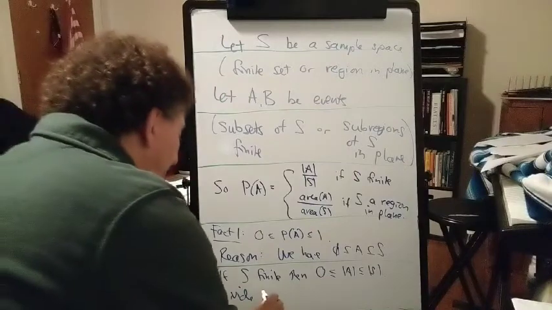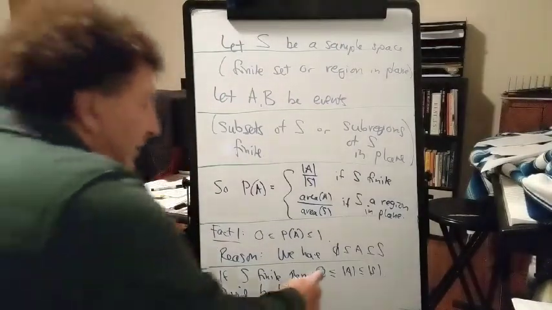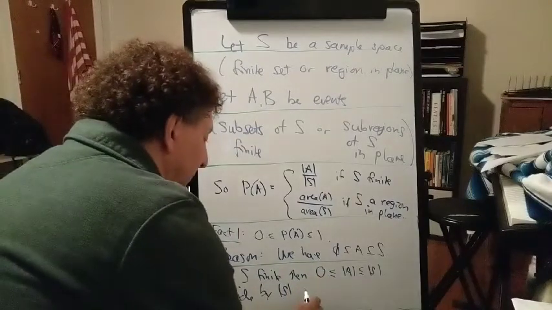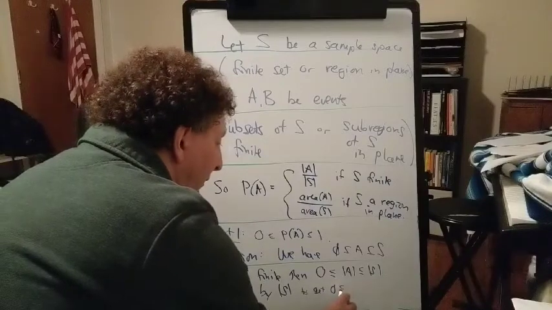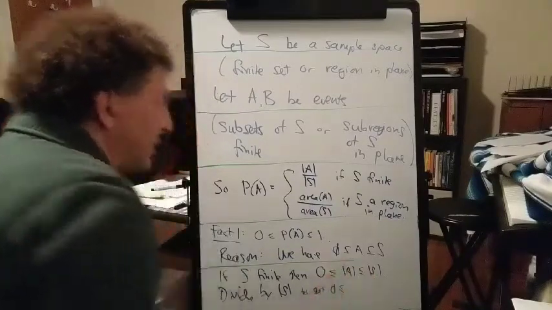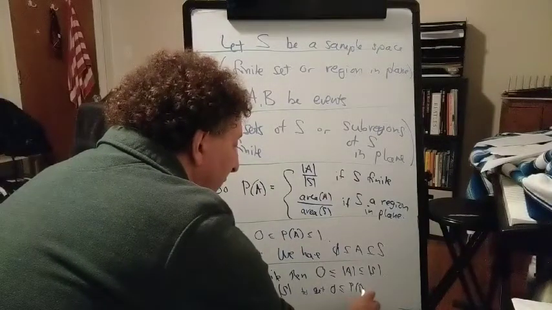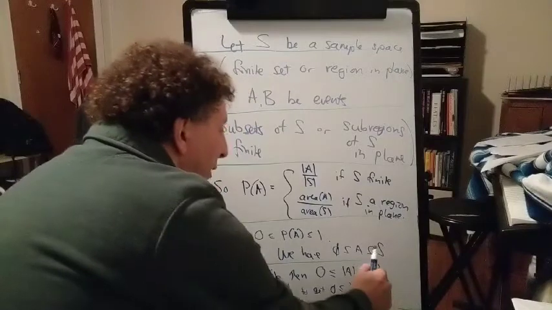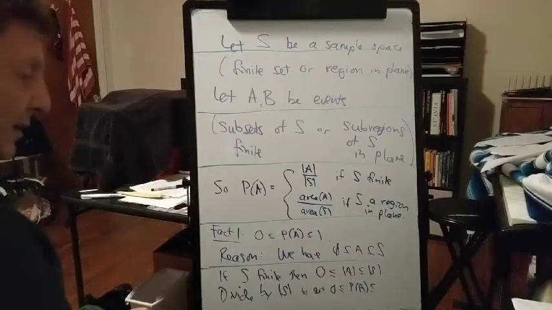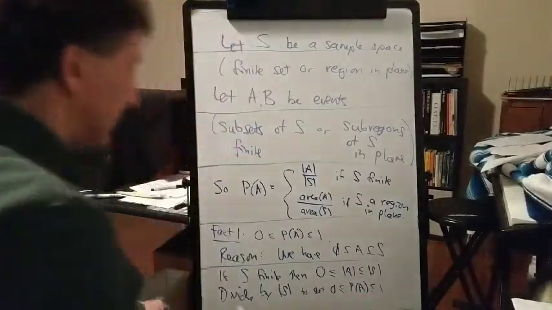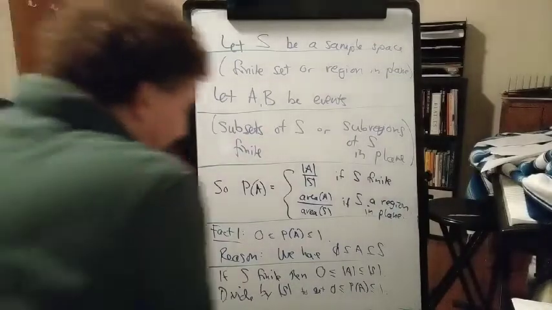Then we can divide by the cardinality of S to get 0 over cardinality of S, which is 0. Cardinality of A over cardinality of S is probability of A. Cardinality of S over cardinality of S is 1, just as we wanted. That's if S is finite.